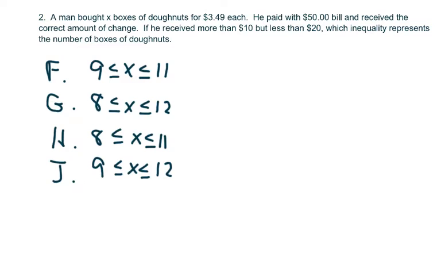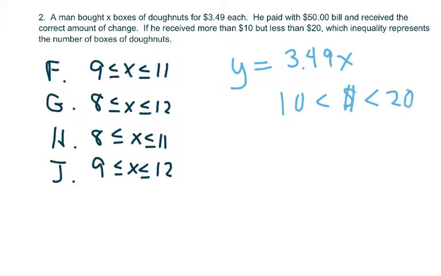Okay. The next one is kind of a strange question for me, but basically read the problem. He bought donuts at $3.49 each, paid $50, and got change back between 10 and 20. So his change is in between 10 and 20. On this one, I wrote out the multiple choice, and I'm going to plug in 8 and 12, because this is the biggest spread.